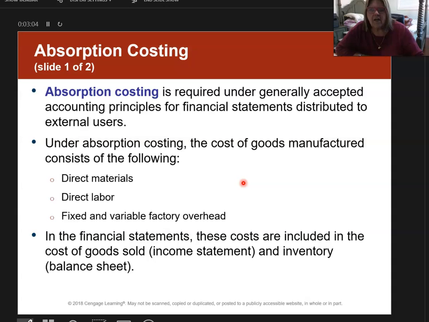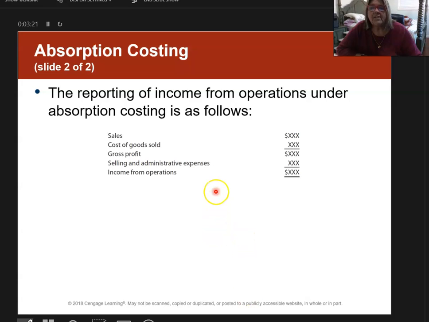In absorption costing, my cost of goods manufactured is my DM, my DL, and my factory overhead, both fixed and variable. So the financial statements in absorption costing include income statement and balance sheet. So here's how my income is reported under absorption costing. Sales minus cost of goods sold equals gross profit, minus my operating expenses equals my income from operations.